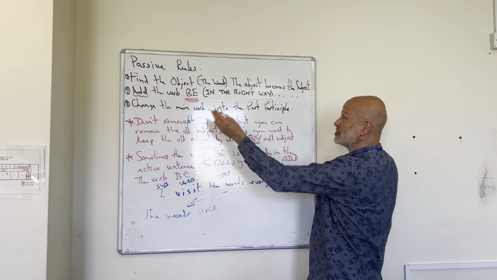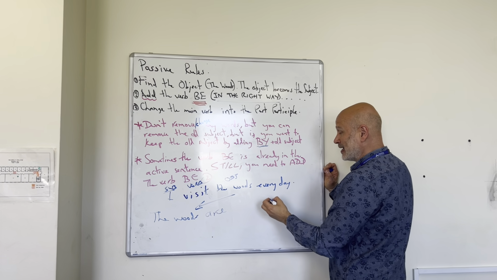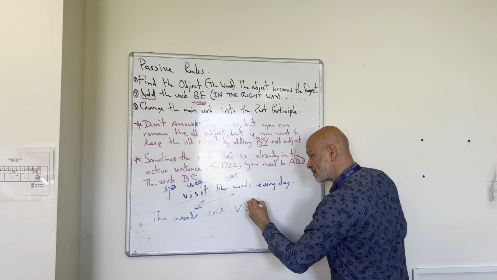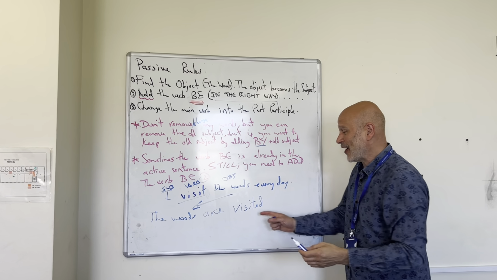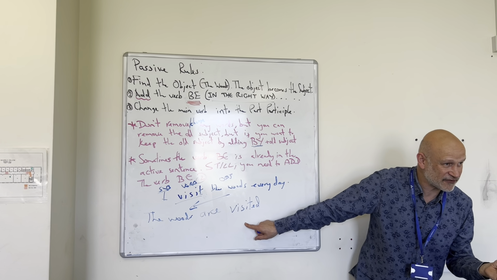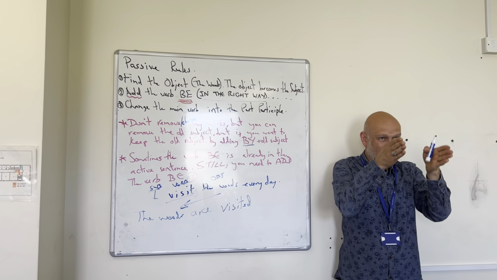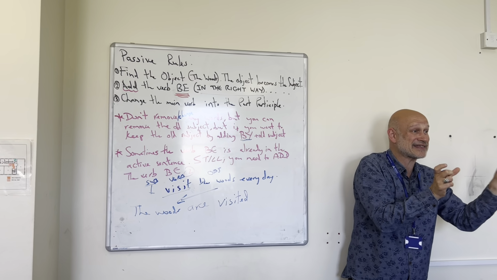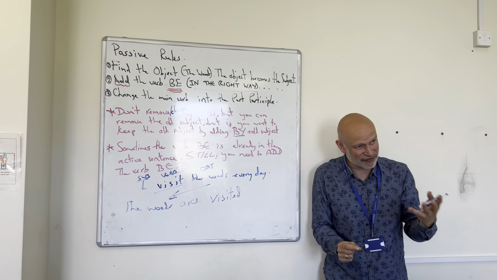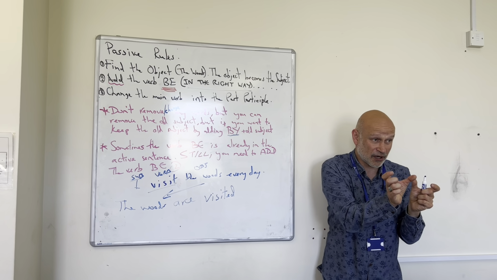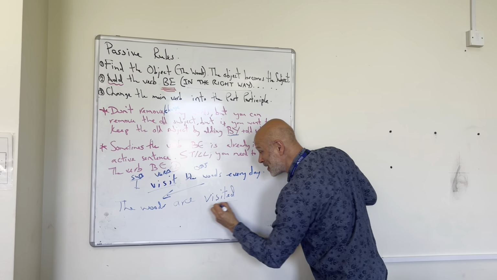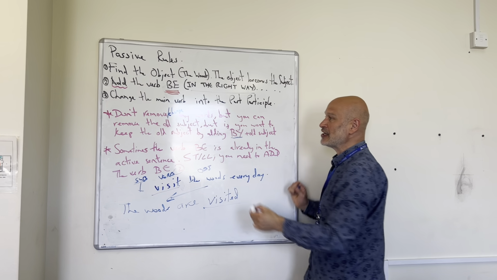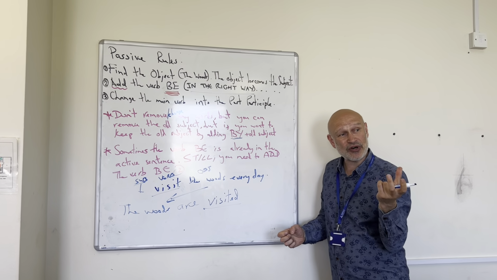And then we change the main verb into the past participle. Here we've got visit, so we add the verb in the past participle. Now, although visit is a regular verb, remember, don't think of the past simple bit, think of the past participle. Even though they're the same in this instance, they're not always the same. The irregular verbs sometimes have different past simple to past participle. So remember that. Also, remember not to remove or change any words, because sometimes these words are crucial.